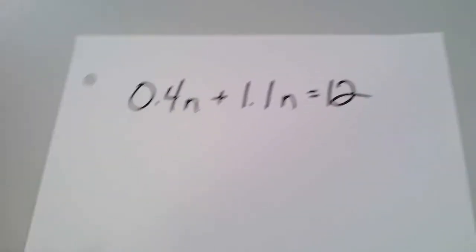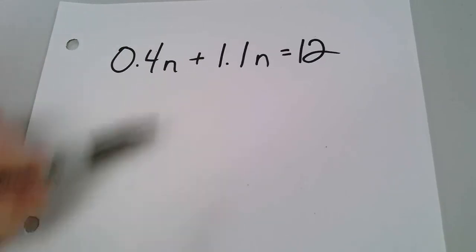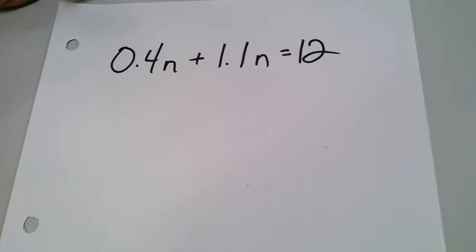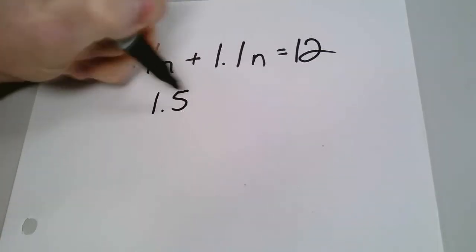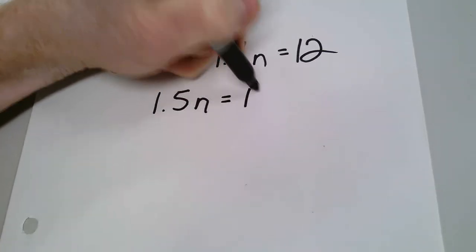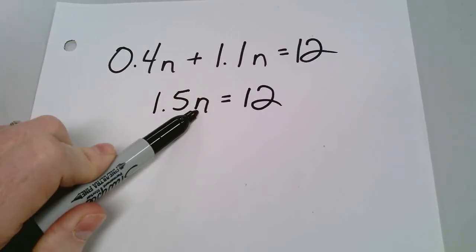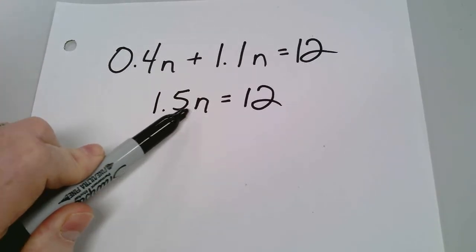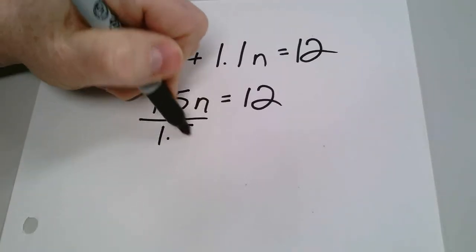Last example, we're moving on to decimals. Once again, it's really no different whether you're using whole numbers, fractions, or decimals. You still follow the same instructions, which is combine the like terms. In this case, you have two n's, n families, so you add these two together. 0.4 plus 1.1 is 1.5n. Take a look at the variable, what's being done to it. We are going to do the opposite, so it's being multiplied by 1.5. We will divide by 1.5.